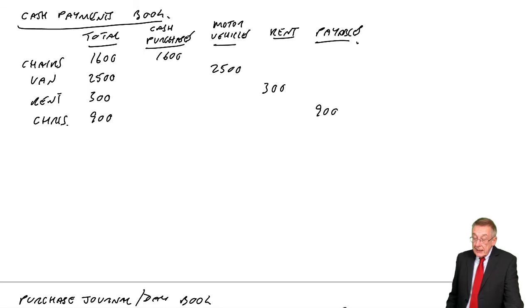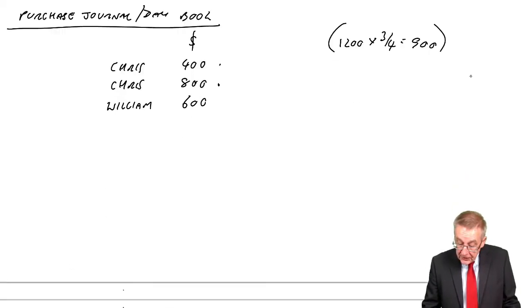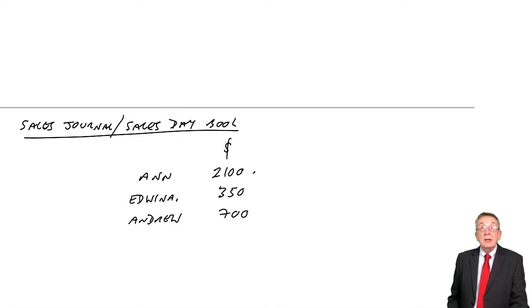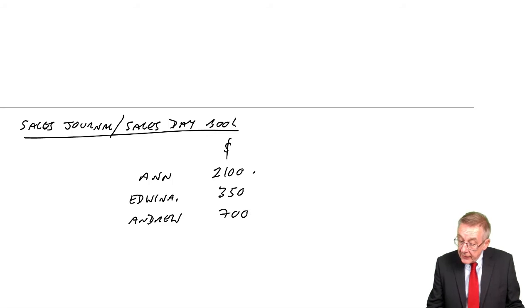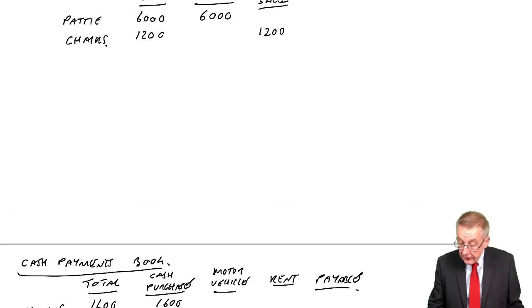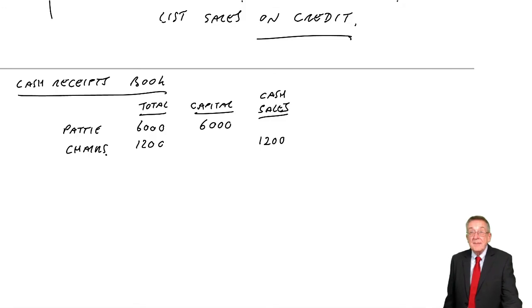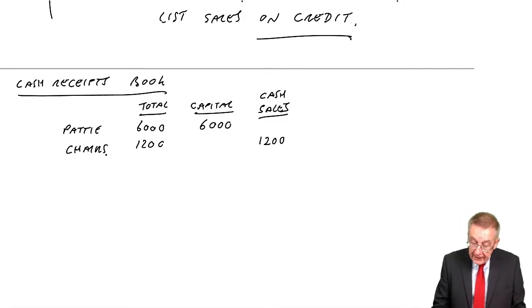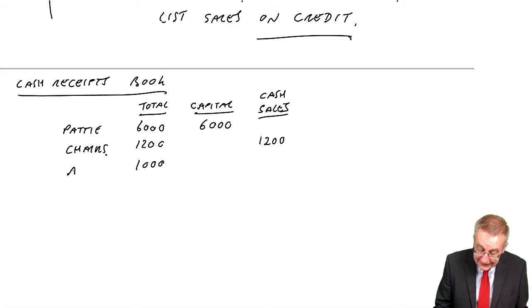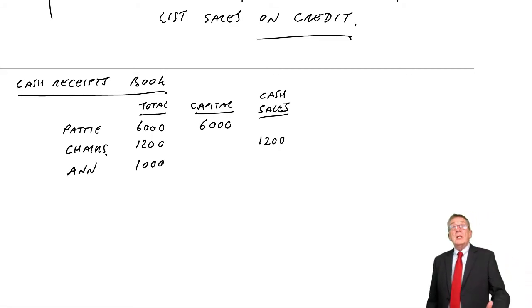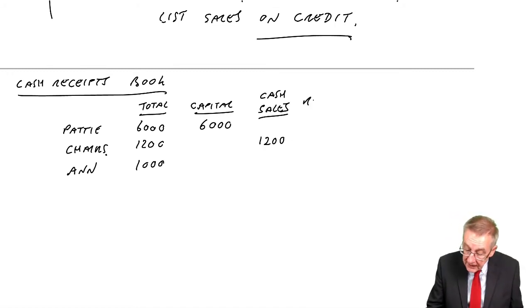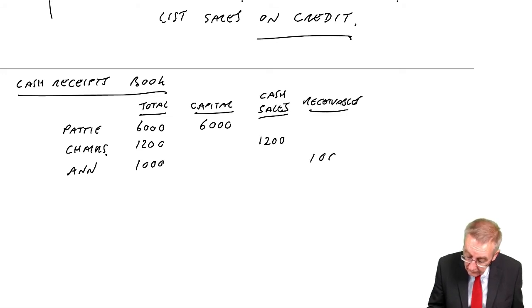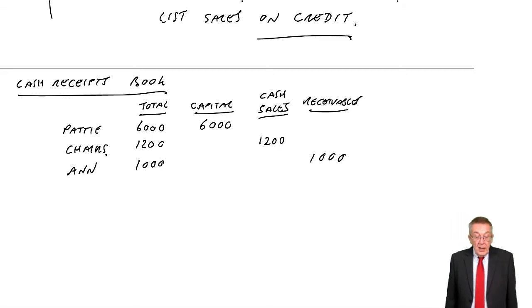Received 1,000 from Anne. Well, of course, Anne owes us money. We've been selling her goods on credit. She now pays us 1,000. So we receive 1,000 cash, the double entry. Sorry, not the double entry, I beg your pardon. No debits, credits yet. The recording. We receive cash, so 1,000, it's Anne. And what column? Remember, we haven't sold any more. Anne was a receivable who's paid us money. Okay, we're nearly there.